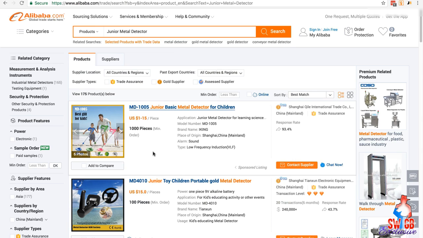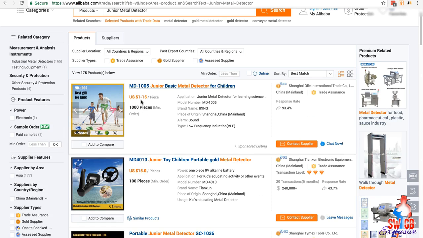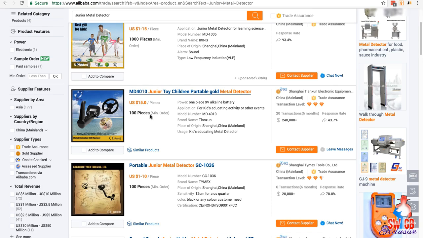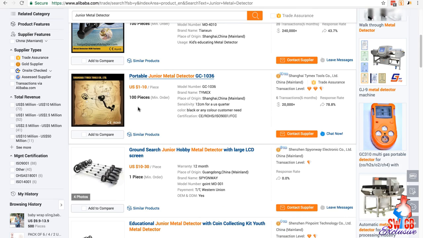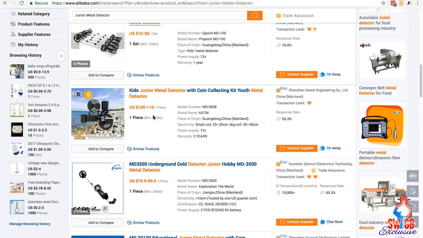So I'm imagining the price is going to be quite a bit higher for this product. And this is an example of one you would just ignore. This one's saying $1 to $15. That's a ridiculous price range. And I very much doubt they will sell any of these at $1, no matter how many you buy. This one's $15 again. This one looks very similar to one of the products that was on Amazon. It's $1 to $10. Keep going.